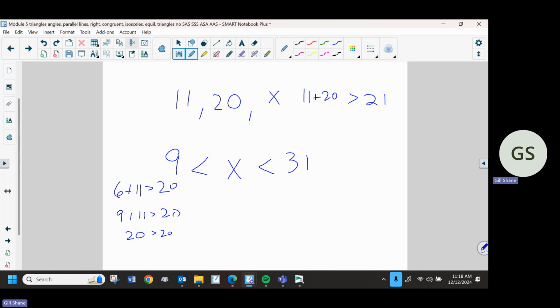Let me ask you a question on that. Look at my original numbers that I gave you, along with the X, the 11, 20. How do I get 9 using 20 and 11? I just subtract them, I get 9. How do I get 31 using 11 and 20?